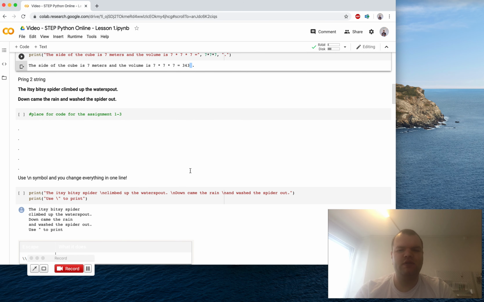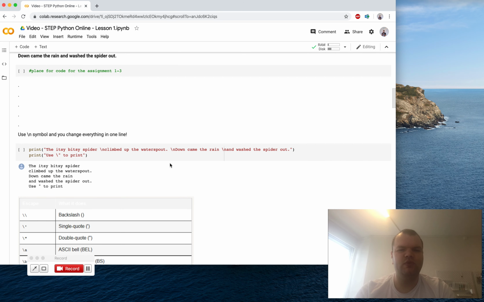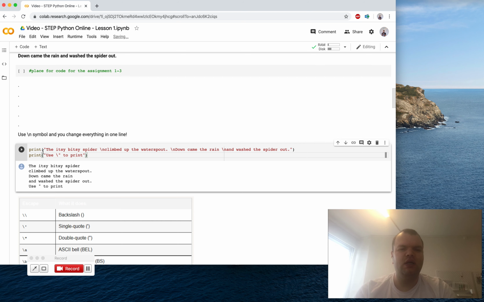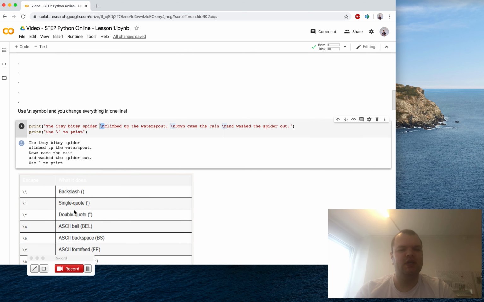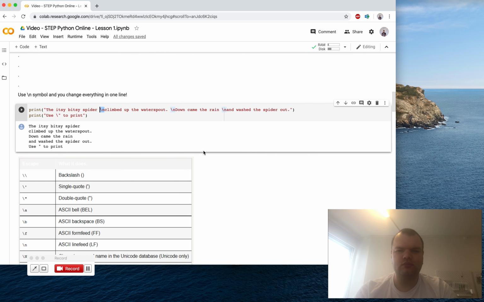So here is another example of how we can deal with it. You can print everything inside one line and use special symbols like \n. It stands for a new line. So that's something that was used in old school typing machines. New line, tabulation, or \r will return to the previous line.